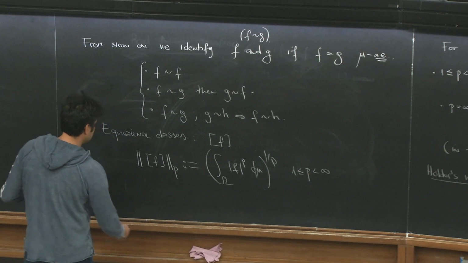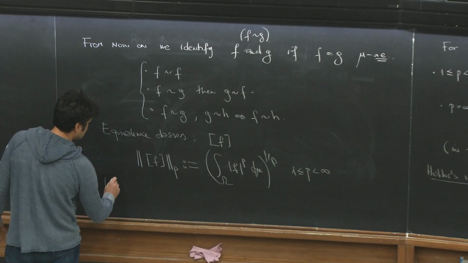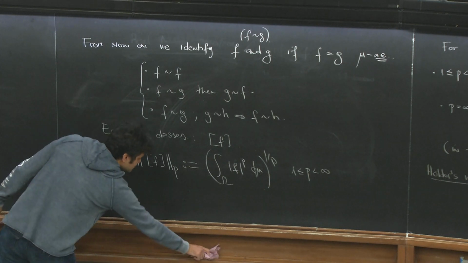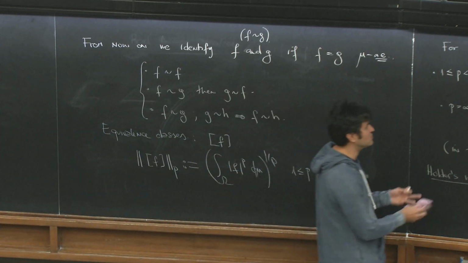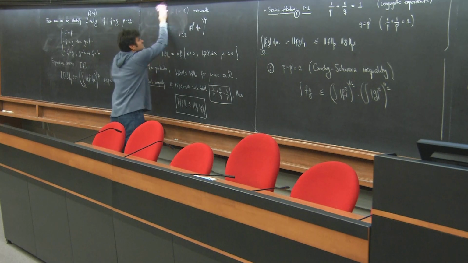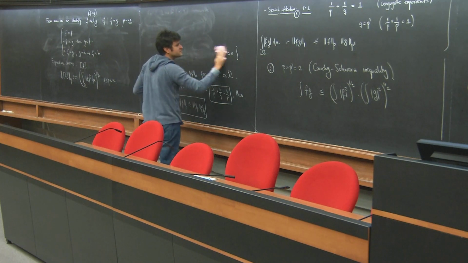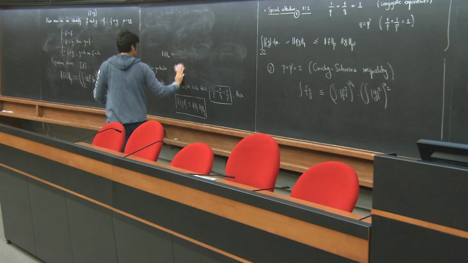Okay, so the LP space, which we call L^p, is the set of all equivalence classes which have finite LP norm. Okay, this is the definition.